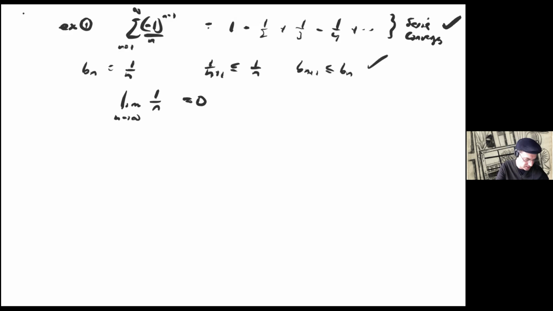So we got that. Here's example 2. So let's try the following example. The sum of (-1)^n over 2n plus 1. Okay, so n goes from 1 to infinity.